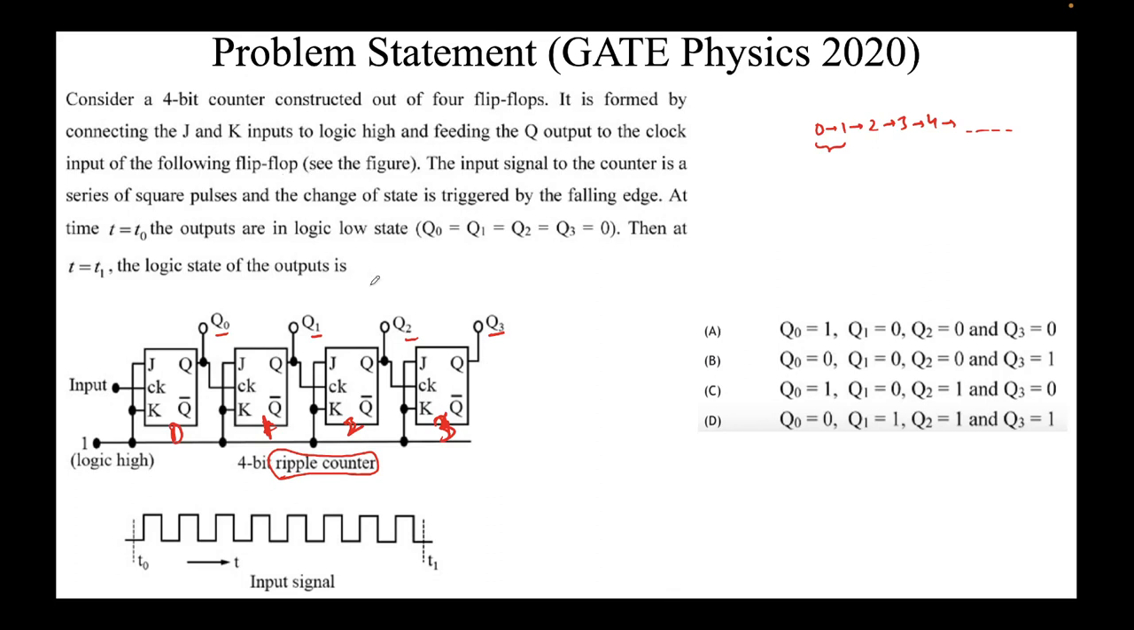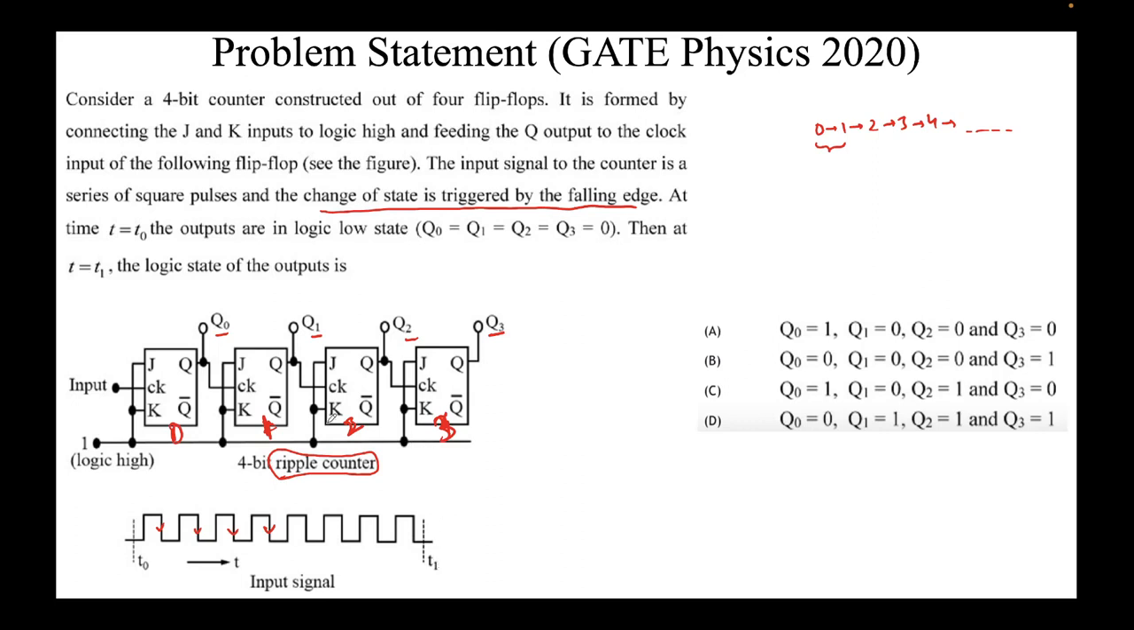I just explained this circuit to you, which is written over here. And the input is nothing but a series of square pulses, which I told you. Clock is usually a series of these pulses. And this is important. Change of state is triggered by the falling edge. This means whenever a falling edge comes, like this edge and this edge, or this edge, or this edge, the outputs will change, right? And we are required to find the output at this stage, at the stage T1.